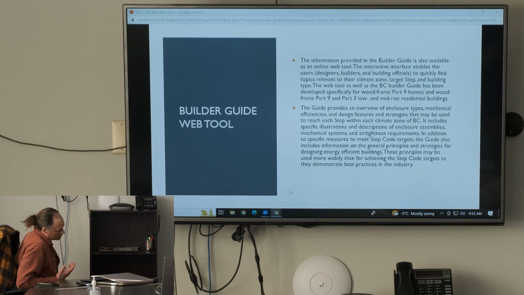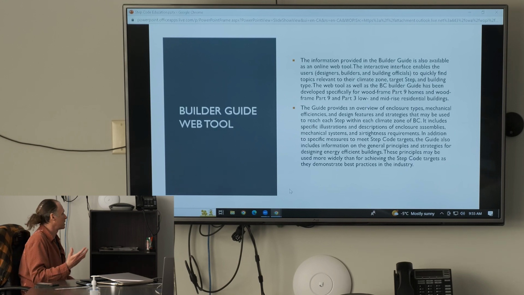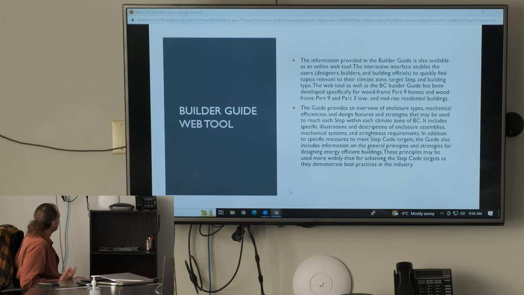So the Builder Guide web tool, where a lot of this presentation is drawn from, is also available as an online web tool. The interactive interface enables users, designers, builders, and building officials to quickly find topics relevant to their climate zone, their target step, and building type. The web tool, as well as the BC Builder Guide, has been developed specifically for wood frame Part 9 homes and wood frame Part 9 and Part 3 low and mid-rise residential buildings.